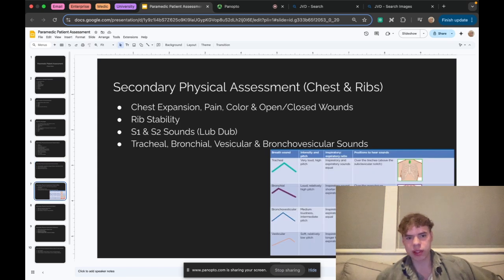As for assessing the chest, with most patients, say if you're having a cardiac arrest, you're going to cut off their shirt, obviously, so you can assess the chest. So you're looking at their chest. Are there any wounds? Is the rib cage stable? You can palpate it, so you can feel it. Are there any deformities? How does it feel when you touch it? And then obviously listening to the heart sounds.